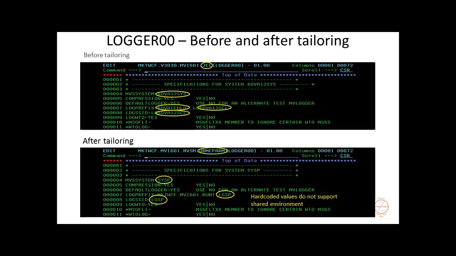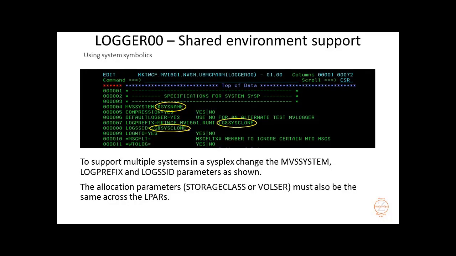The top screenshot illustrates the skeleton member that Ozzy creates in the JCL library. The bottom screenshot shows the Logger 00 member as it's created in the UBMC PARM dataset after tailoring. This is done during execution of the $4.45 copy job. The manual modifications to the Logger 00 member to support multiple LPARs in a single Logger parameter member are shown here.